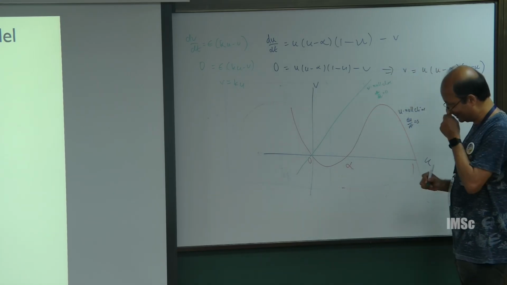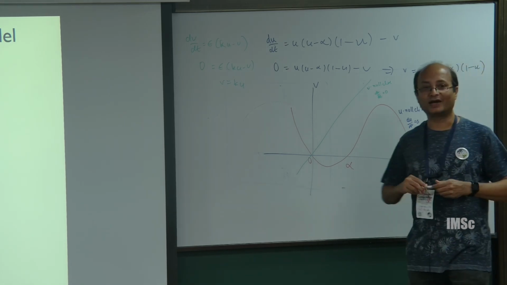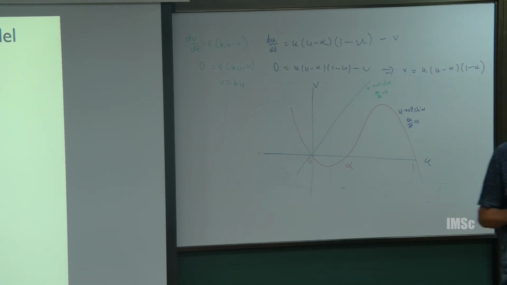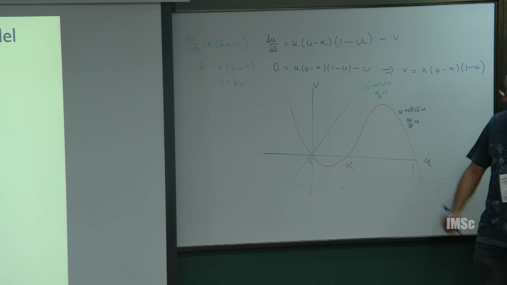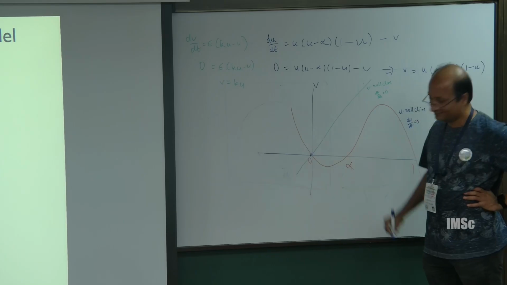So how do I now find out what the trajectory will be? You could take the ratio of du/dt and dv/dt and find the slope, but there is a much simpler way to do this, just graphically. Remember, math with pictures. You already know the stable point. There's only one equilibrium.